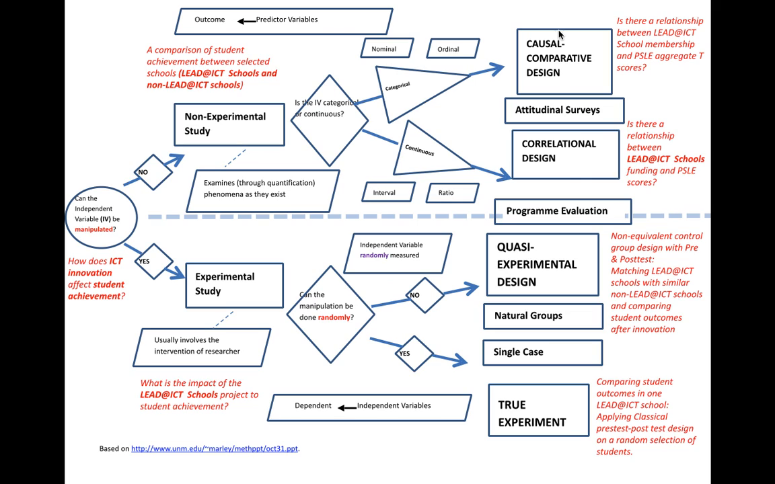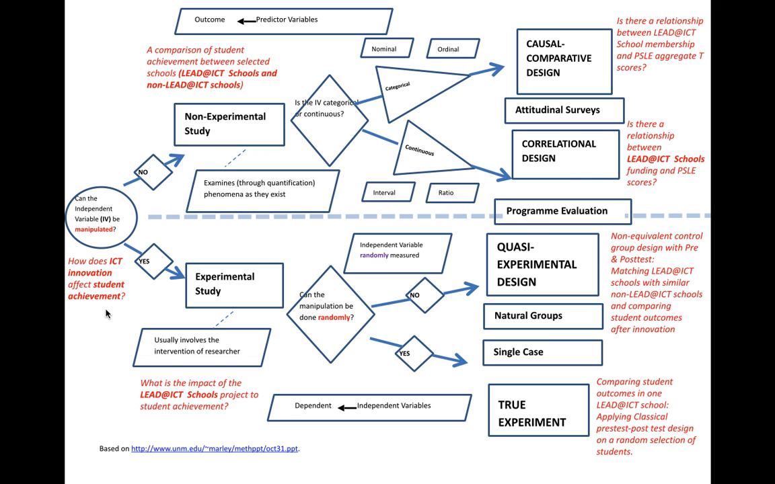So we begin at this side here. We see the question: can the independent variable be manipulated? If it can be manipulated, yes, it goes in this particular quadrant. This is called experimentals, or the intervention type of research. If the independent variable cannot be manipulated, no, then you'll go here to the non-experimental approaches, or the non-intervention research.